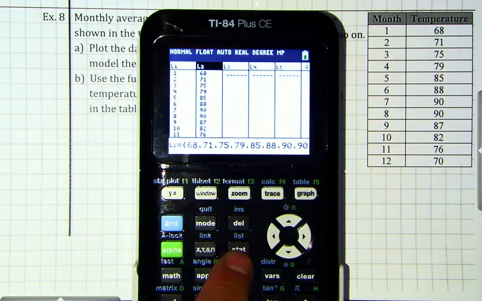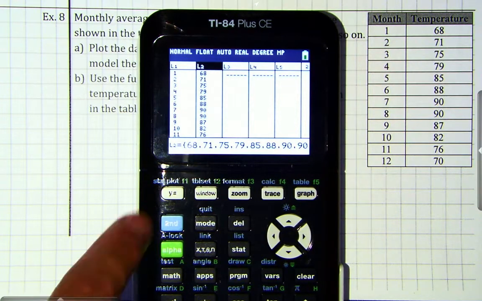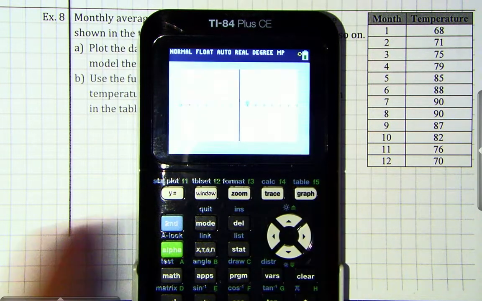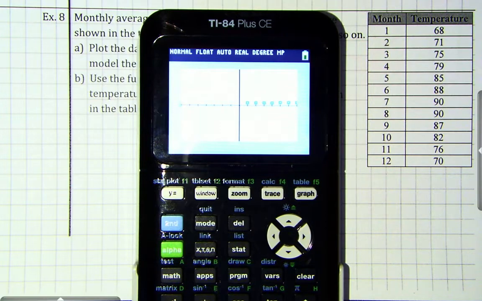Now I'm going to go into y equals, and I want to be able to plot, so I'll go up and I'm going to press enter. So when I come down, that should be highlighted. And I'm going to graph it so that way it'll graph my points. Now that's what I see now.